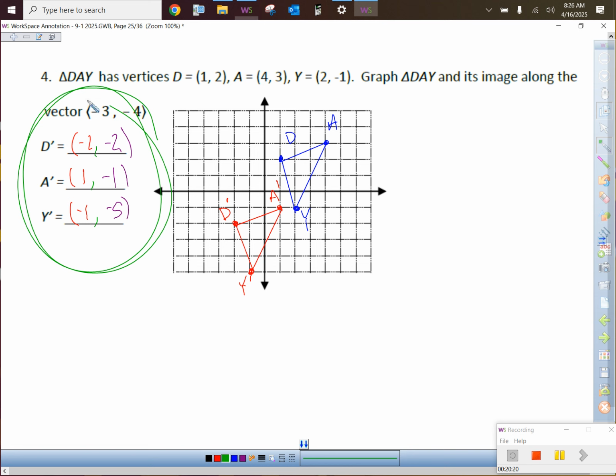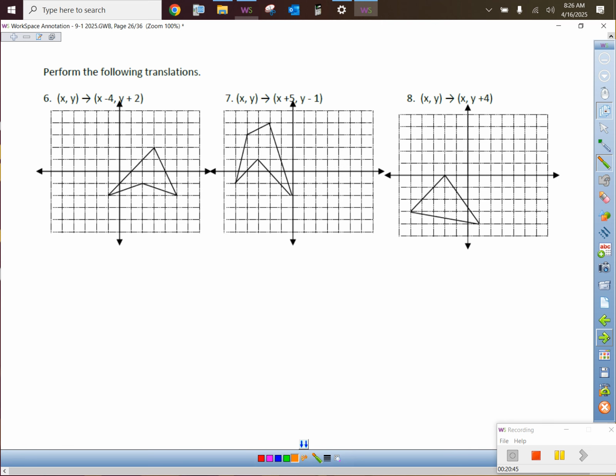So again, notice they said graph triangle D. That was the pre-image. And then its image was the final guy. Pre-image is what you start with. Image is the other guy. So let's do that again. Here's what I need from you, though.